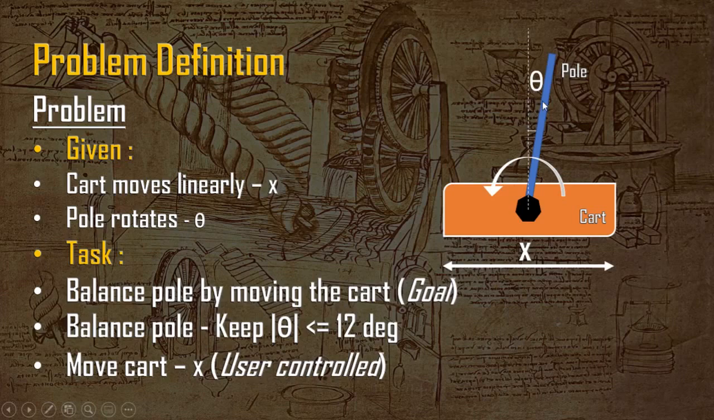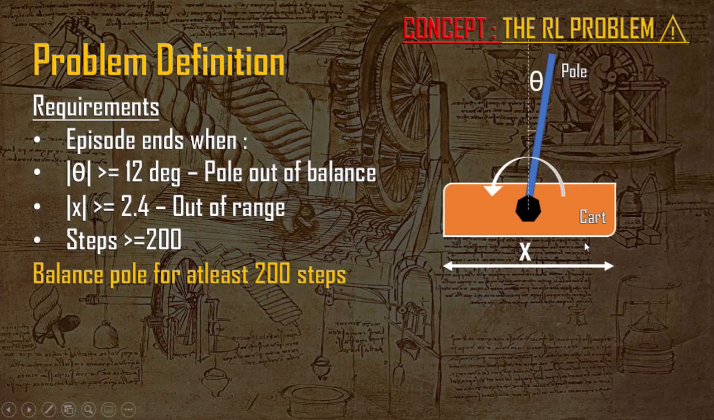If the angle exceeds, I've taken randomly 12 degrees here, if the angle exceeds 12 degrees, then that's out of balance. So we want to keep it within 12 degrees. That's the problem that we have, and the control parameter is the cart movement.